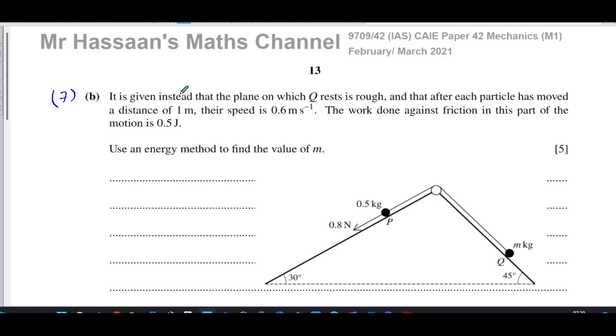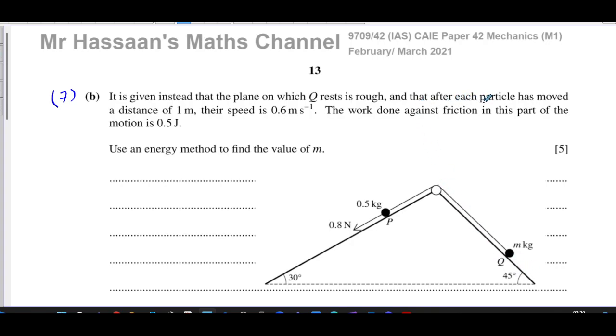It is given instead that the plane on which Q rests is rough. So we were given this situation in the previous part of the question, and in the previous part of the question, this slope was smooth. Now it's rough, so there's going to be friction.